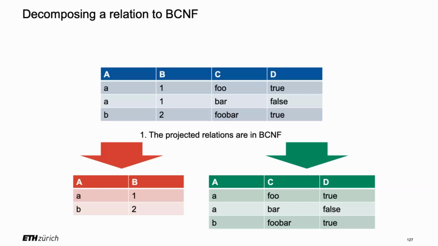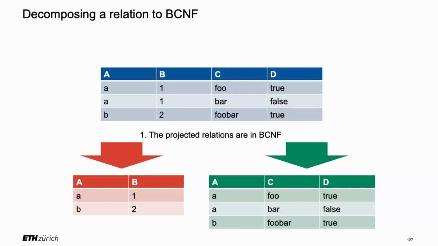So now we can formulate what we want to achieve. We have a table that is not in BCNF, not in Boyce-Codd normal form. And we would like to decompose it, meaning to project it onto two smaller tables, such that these tables are in Boyce-Codd normal form. That's what we would like to do.